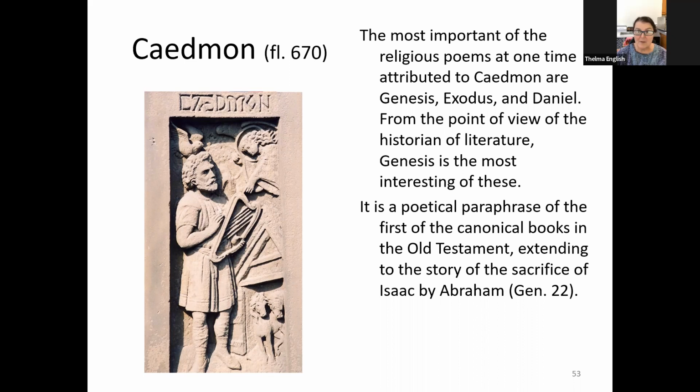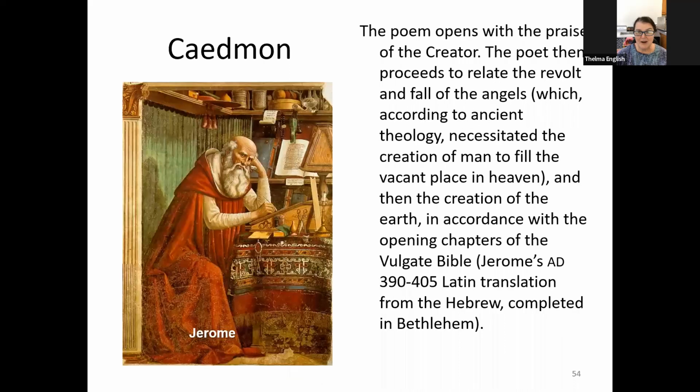From the point of view of the historian of literature, Genesis is the most interesting of these. And that means it is a poem about Genesis that someone got in a dream vision, and they wake up and they sing it, and eventually it gets written down. It's a poetical paraphrase of the first of the canonical books in our Old Testament, extending to the story of the sacrifice of Isaac, the willingness to sacrifice Isaac by Abraham back in Genesis 22.